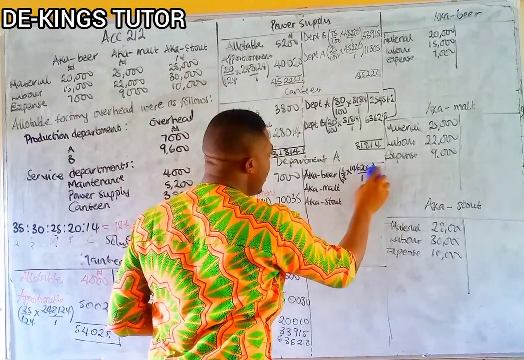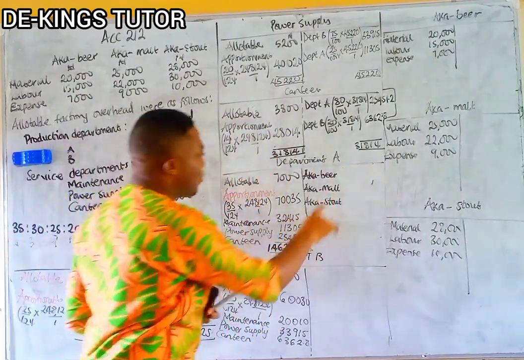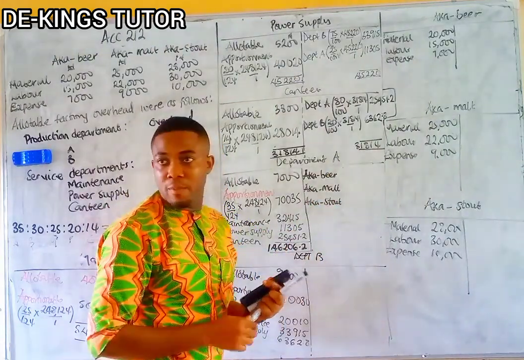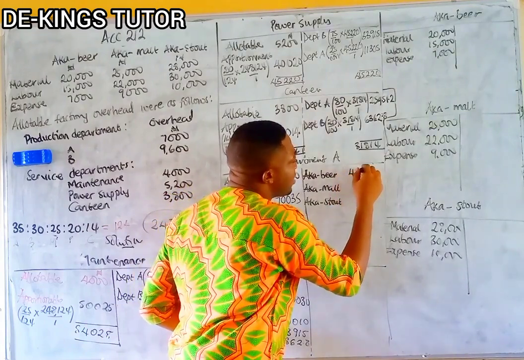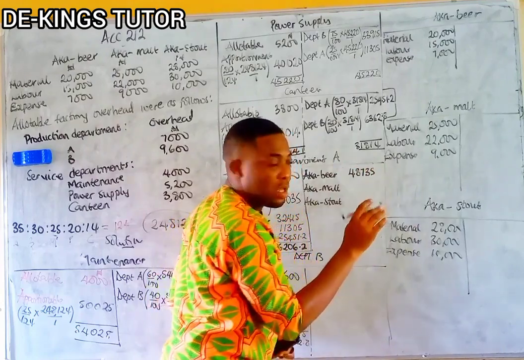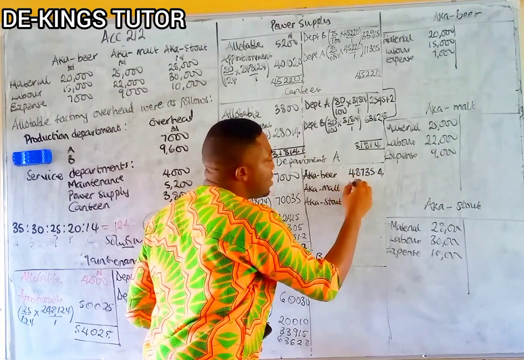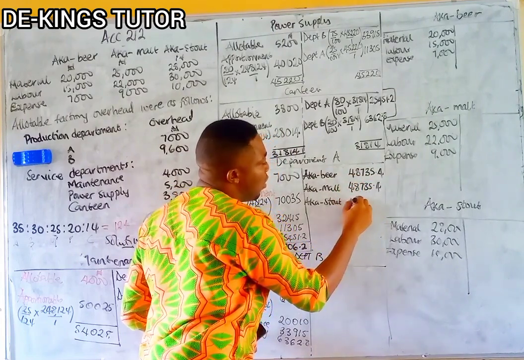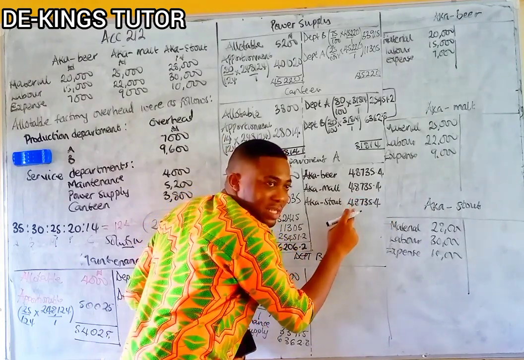There's no space here, but please just know that we are sharing by 1/3. So 1/3 times this. What do we have? 48735.4. So it means it will be the same for all. 48735.4. Hope you know how we got this.